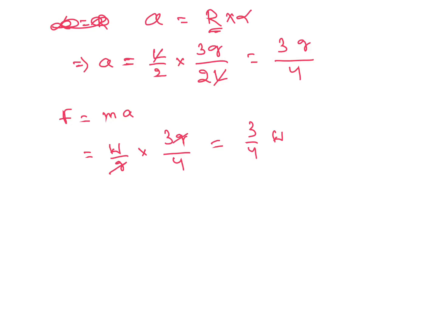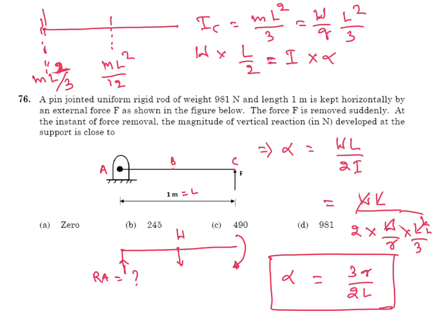So we have to calculate the reaction at A point. So RA is W minus 3 by 4 W. You will get W by 4. This is your answer. So from the options, it's W by 4, W given 981 by 4, you will get 245. B is your answer.